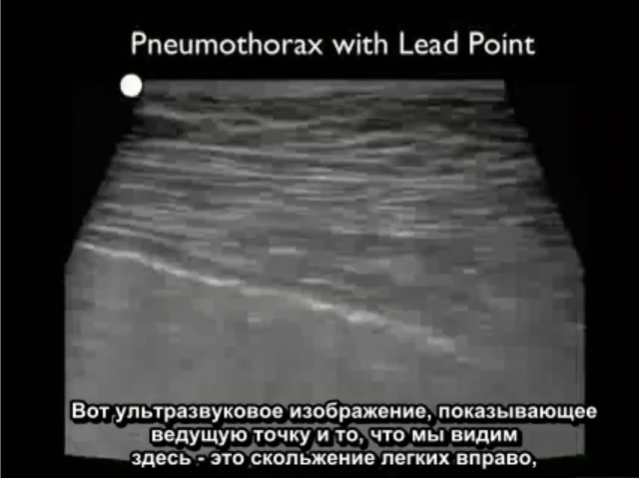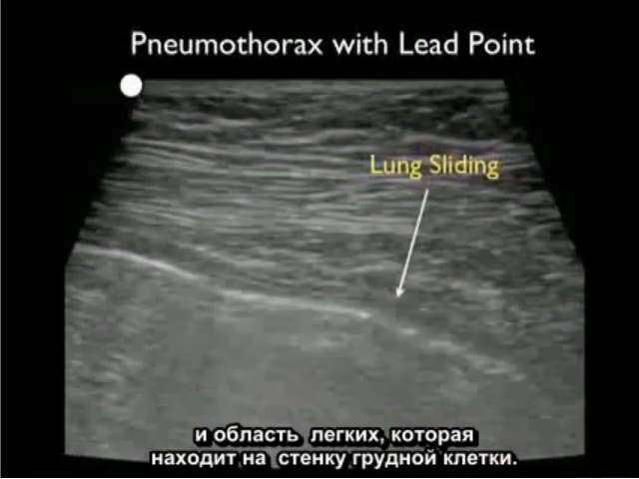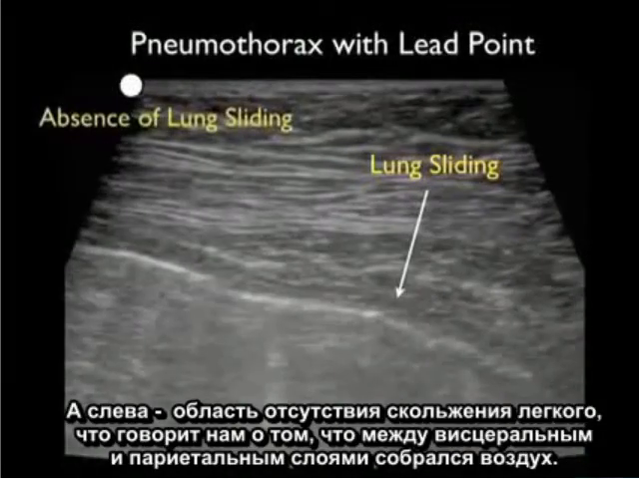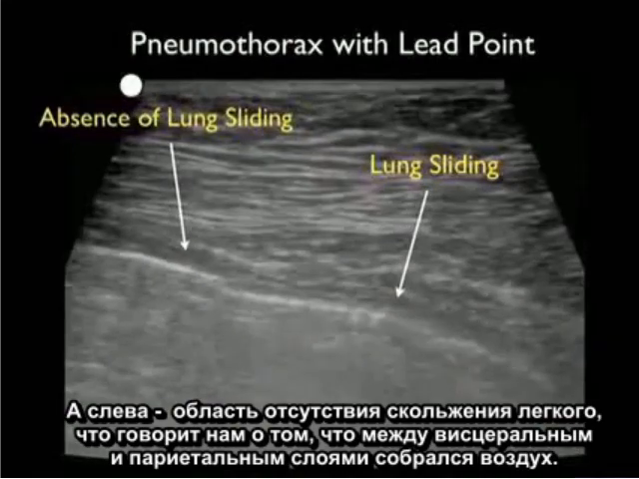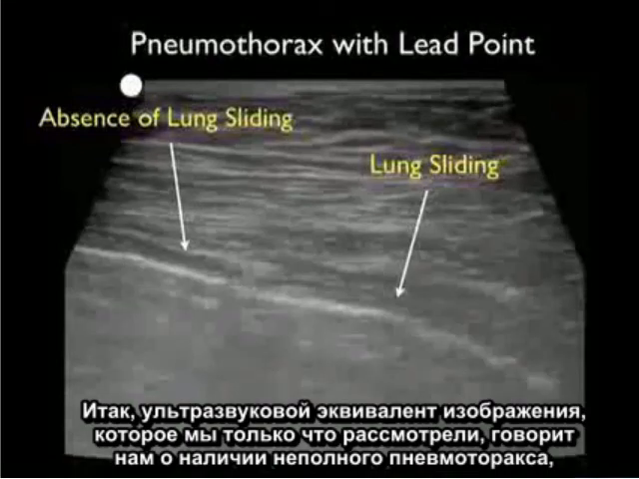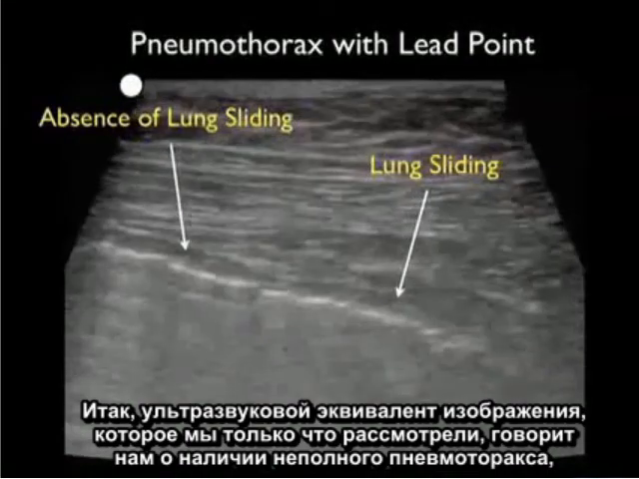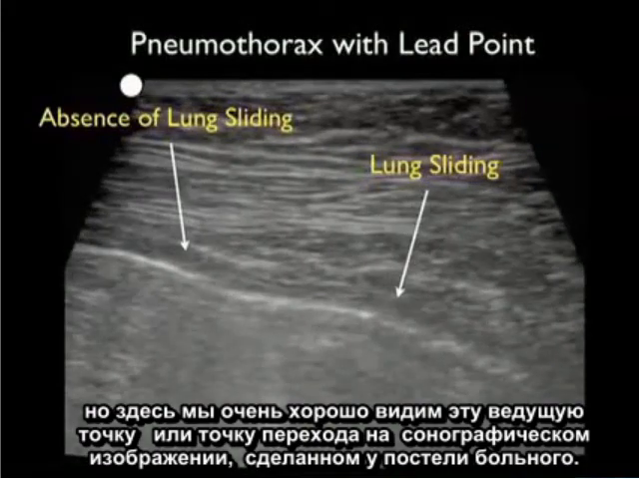Here's an ultrasound image showing the lead point, and what we see here is the lung sliding to the right, the area where the lung touches up against the chest wall, and to the left, the area of absence of lung sliding, telling you there that air has collected between the visceral and parietal layers. So the ultrasound equivalent of the image that we just looked at, telling you that this is an incomplete pneumothorax. But here we see that lead point or transition point very well on bedside sonography.